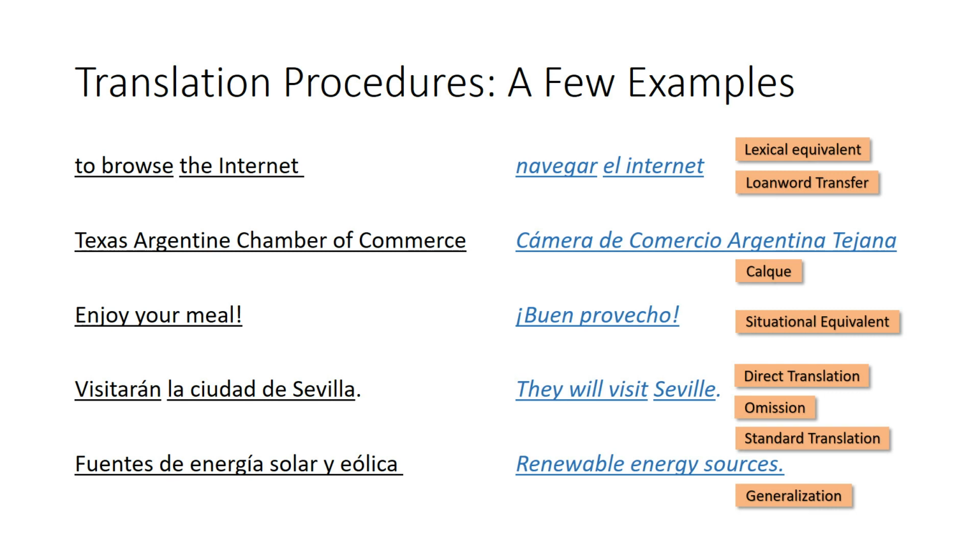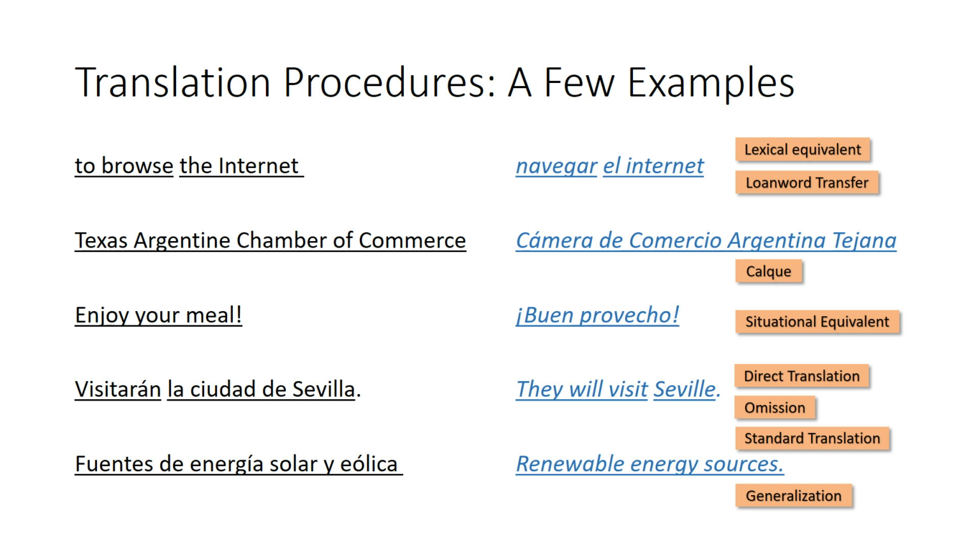So on this slide, what I wanted to do is provide a few examples of translated units or segments, right? Translation units that have been translated. Each unit, in my mind, is underlined. Keep in mind that a translation unit can be a single word, a phrase, a clause, a sentence, or even an entire text. And then what is that target text segment, and what was in orange, right? In the orange boxes, I have my terms for the translation procedure that's been applied.